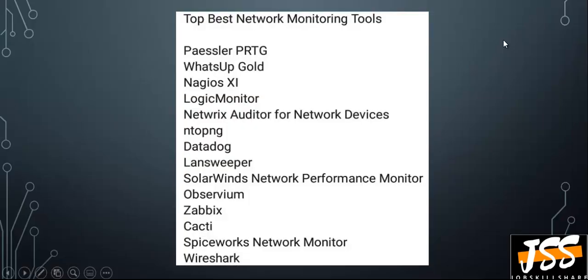So there are some top best network monitoring tools shown below. There are so many. You can see some of them: PRTG, LogicMonitor, Datadog, Observium, SolarWinds, Cacti, Wireshark. These are all network monitoring tools that you can use in your network for monitoring purposes.